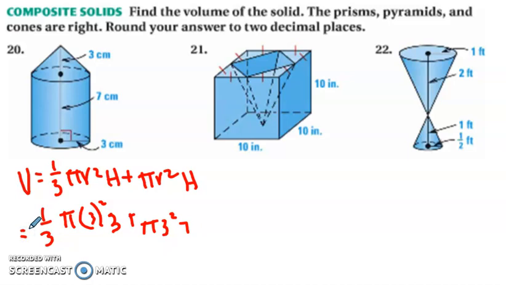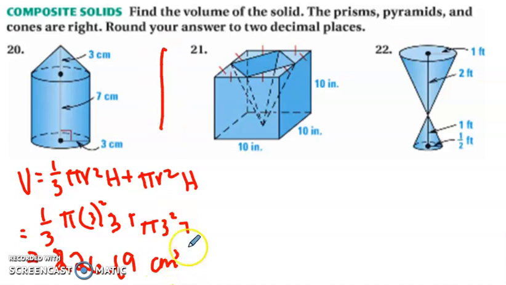So I have 1/3 times pi times 3 squared times 3 plus pi times 3 squared times 7, and it looks like we're looking at about 226.2. Does it tell us how to round? 2 decimal places. So we'll go 226.19. And that would be cubic centimeters.